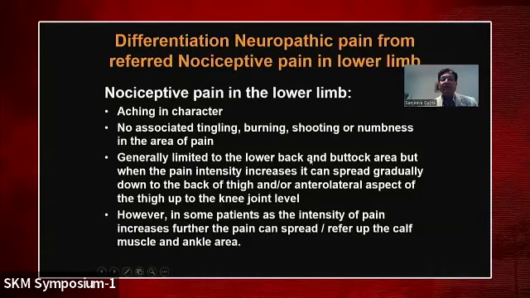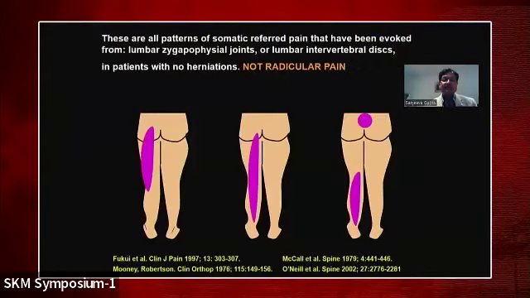It is generally limited to the lower back and buttock area, but if the pain intensity increases, it can spread gradually down the back of the thigh or the anterolateral aspect of the thigh up to the knee joint level. Generally, it is up to the knee joint level. But in some circumstances, when the pain is quite bad, it can go to the calf muscle and ankle area. But always it will have that pattern: if the pain is not too bad, it remains in the lower back. As it increases, it gradually descends, generally above the knee joint level, but in some cases it can go up to the ankle area. But it's never shooting. That's what you need to understand.